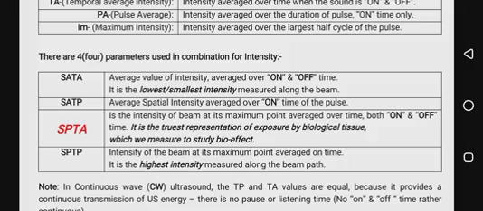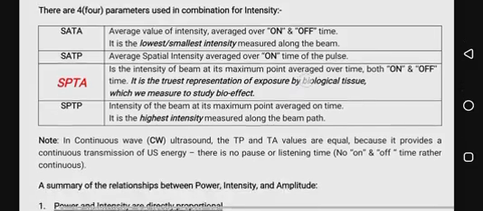Now, when you're studying your ultrasound machine manual, you see these combinations. Now, those combinations are put there for you to understand that your machine is safe. They put all those values, but you should be paying attention to SPTA, because that is where your biological effect is measured. SPTP is the intensity of beam at its maximum point average on time. It is the highest intensity measured along the beam path.